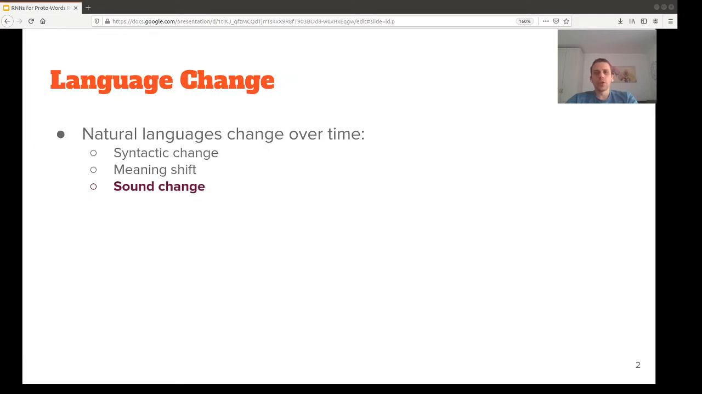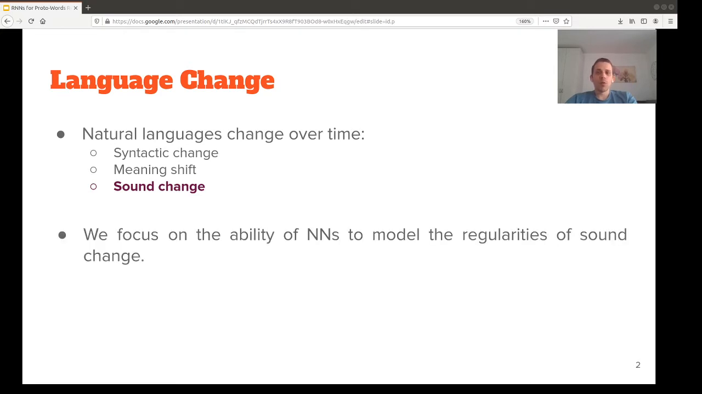We know that languages change over time. These changes can be in the syntax of the language, the meaning of words, and finally in the phonology, or sound system. In this work, we focus on the latter change, sound change. We explore the ability of neural networks to learn the regularities of sound change.